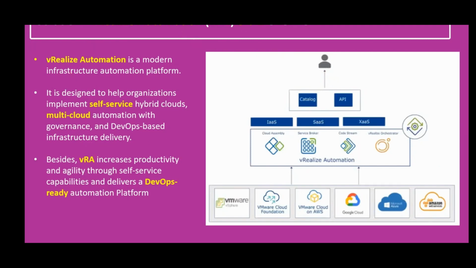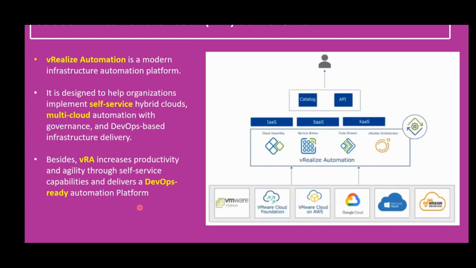vRealize Automation 8.6.2 is a modern infrastructure automation platform. It is designed to help organizations implement self-service hybrid clouds and multi-cloud automation with governance and DevOps-based infrastructure delivery. Not only self-service clouds, it also provides development and operations-based infrastructure delivery. And besides, VRA increases productivity and agility through self-service capabilities and delivers a DevOps-ready automation platform.